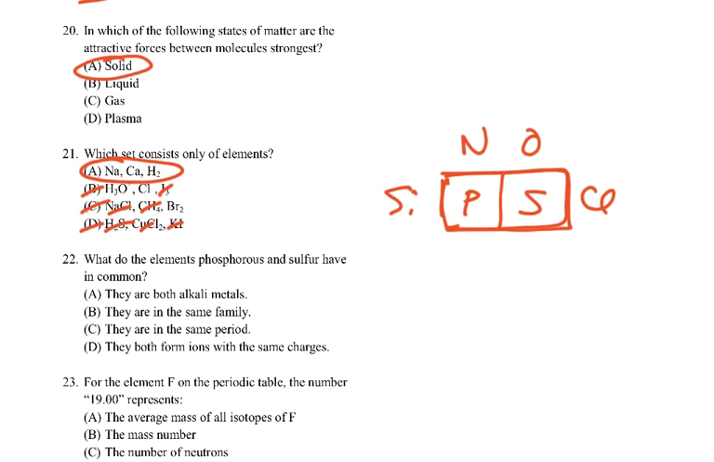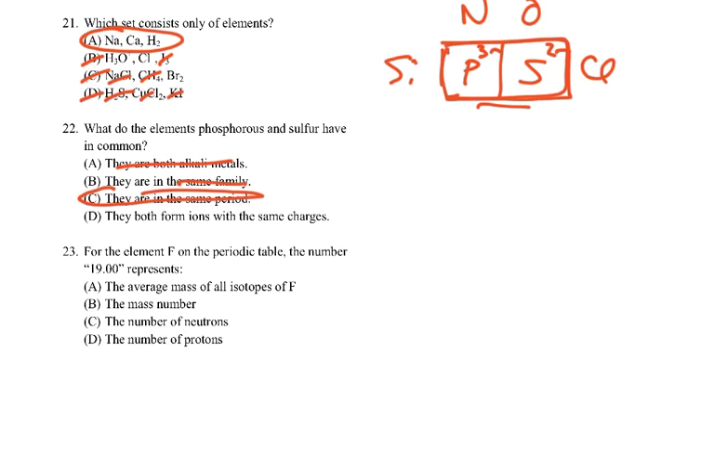Are they both alkali metals? No. Alkali metals are way on the other end of the periodic table. Are they in the same family? No, because they're next to each other. They are in the same period. That's the answer, answer C. And they both form ions? No. S would be 2-, and phosphorus would be a 3- probably. So answer C is the right answer. Number 23, but look them up on the periodic table.